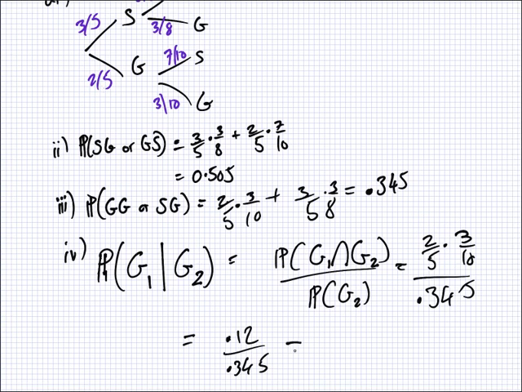So what do you get here? 0.347? 348. 8 over 23. That's what I got. Yeah. Good.